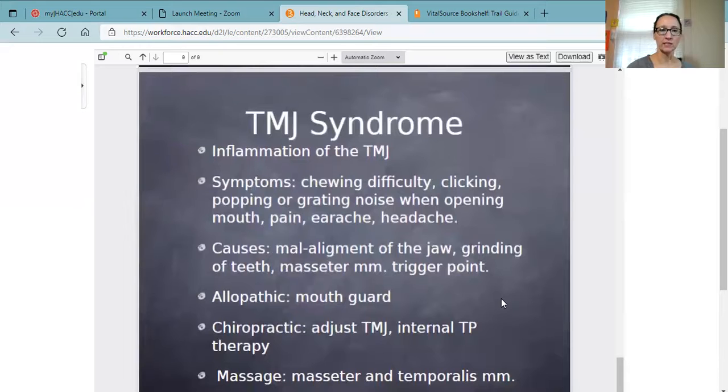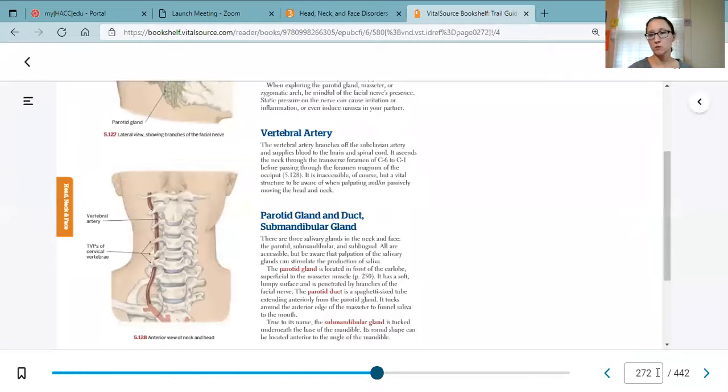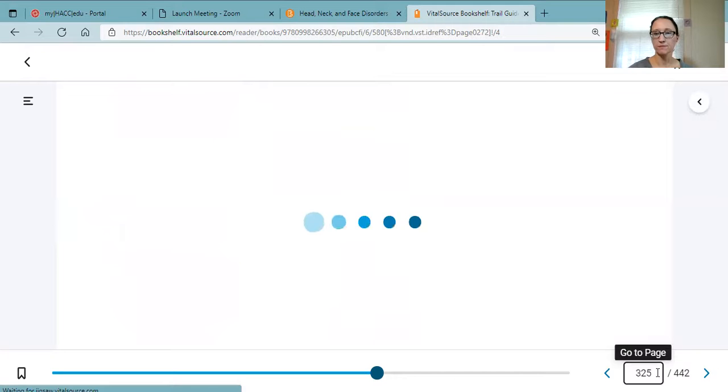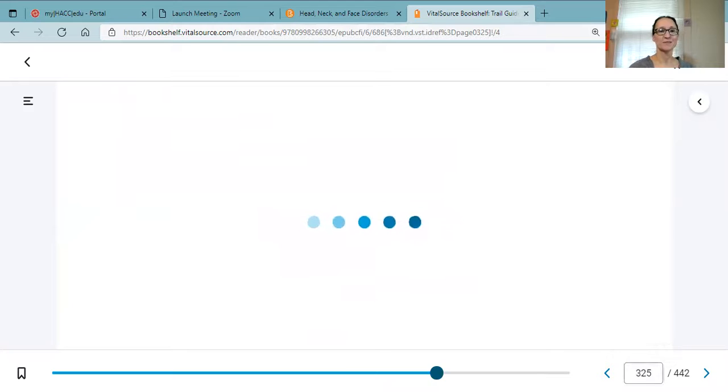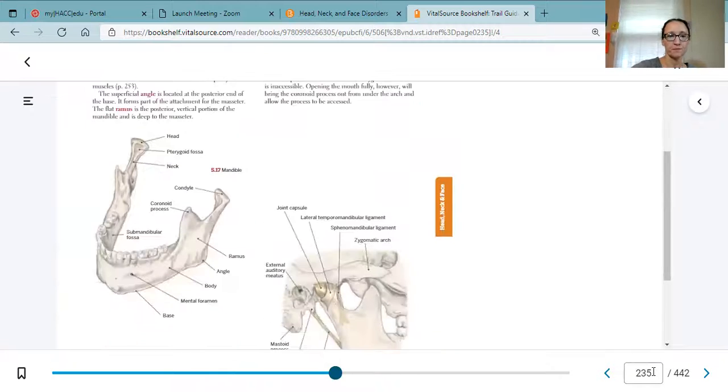All right, and last but not least, we have TMJ syndrome. So let's go to page 235. That is 325. Okay, just kidding. 235. Here we are. Okay.